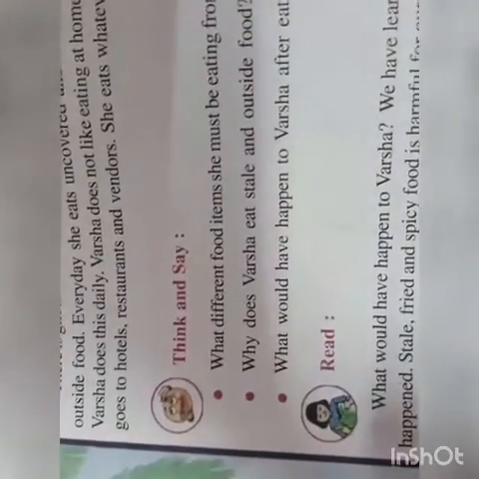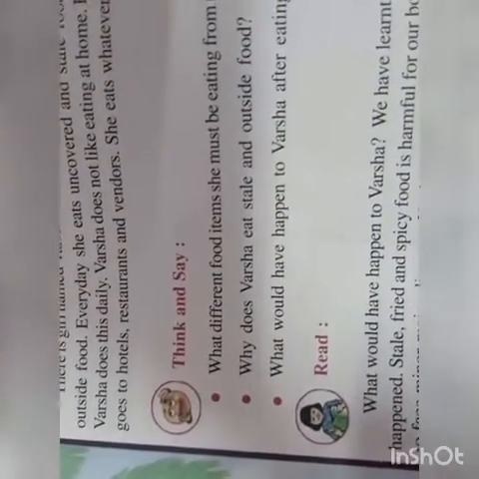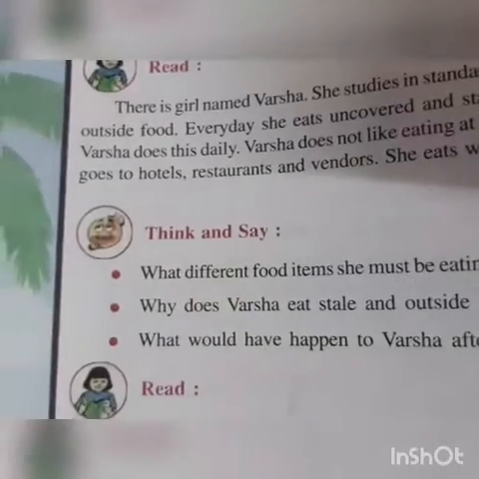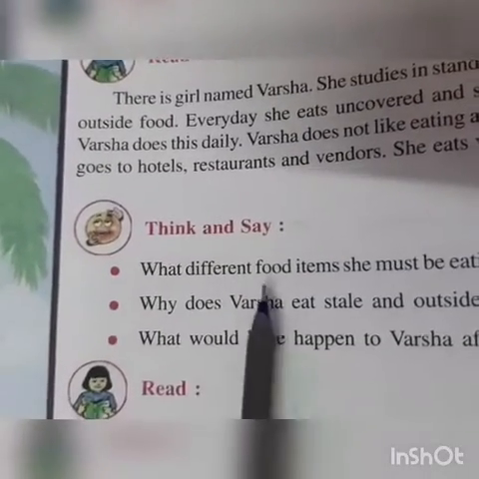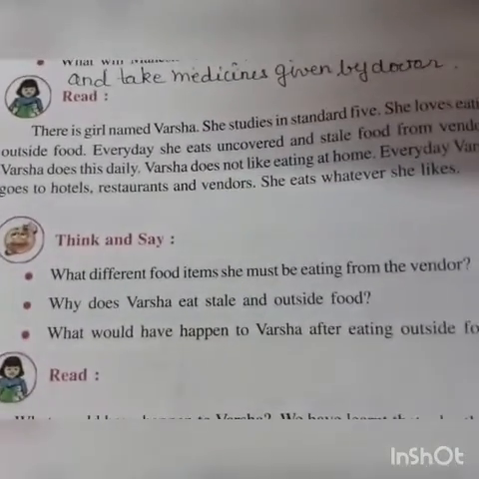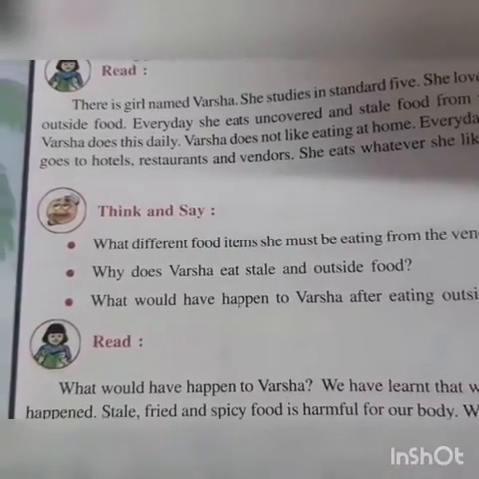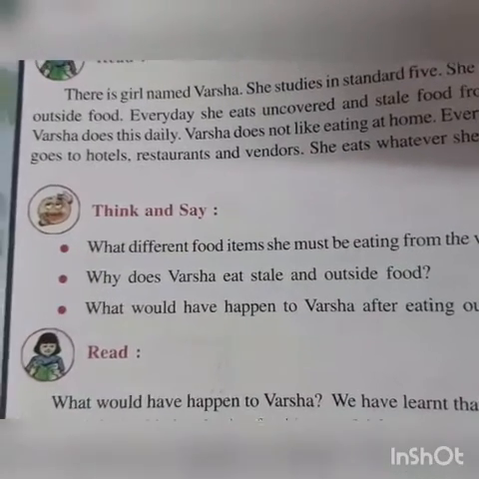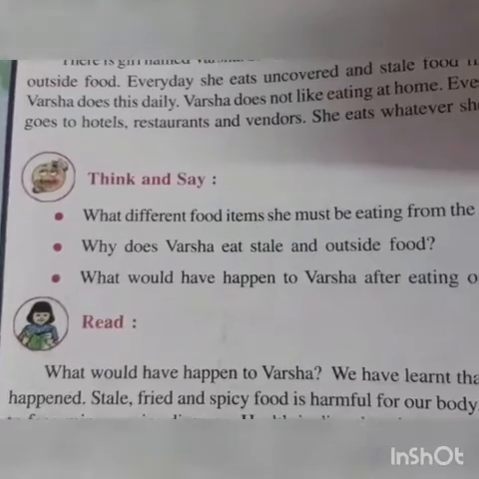Now here, think and say. Here we have to think and say what is going to happen to Varsha. On page number 64 is think and say: what different food items she must be eating from the vendor. मतलब कि वो वेंडर के पास कौन कौन सी ऐसी चीज़ें हैं जो वो खाती होगी, लाइक पानी पूरी, भेल, रगड़ा पेटिस एक्सेट्रा शी मस्ट बी ईटिंग.